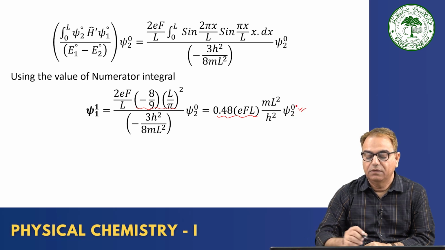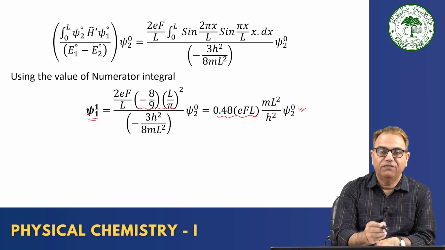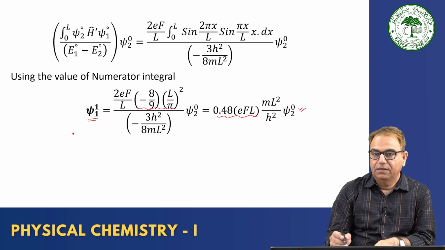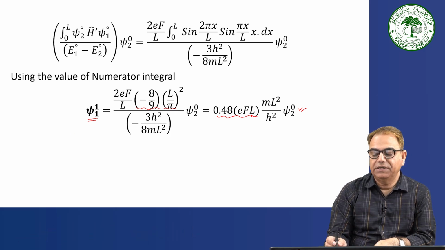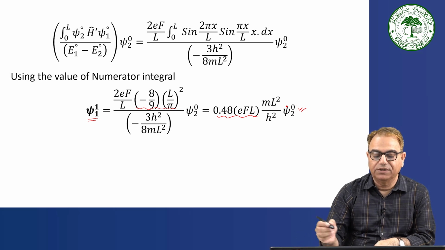Okay. So you see, the first order correction to the wave function of a perturbed particle in a one-dimensional box, we have obtained this correction. It's a constant 0.48. EFL is also, everything is constant. Mass of the particle is constant. Length of the box is constant. H square is constant, and it depends upon the second wave functions.